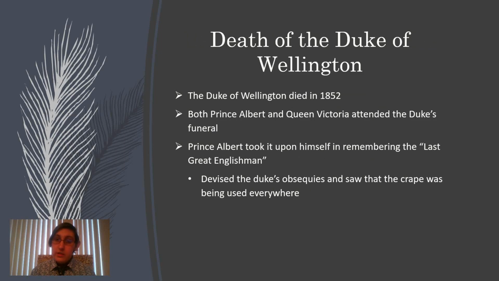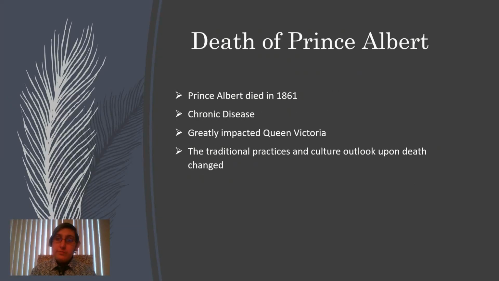The Duke of Wellington died in 1852, and both Prince Albert and Queen Victoria were greatly saddened by this. In response, Prince Albert took it upon himself to devise the Duke's funeral arrangements and saw that the crepe was being used everywhere, which popularized the use of the crepe. Later on, Prince Albert passed in 1861 from a chronic disease, which greatly impacted Queen Victoria, and this is where all these traditions of death begin to become very important, not just socially but culturally.